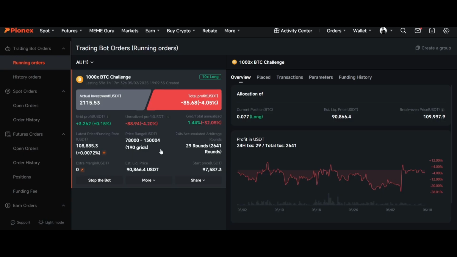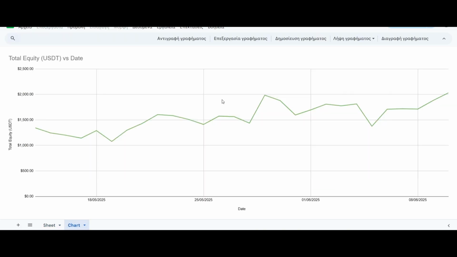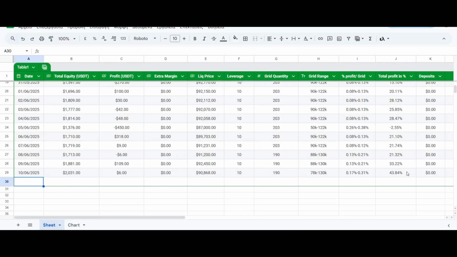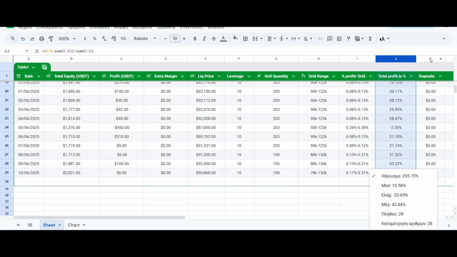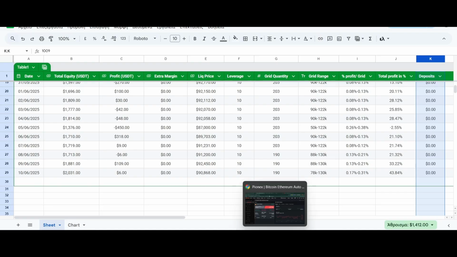Of course, I will have a link in the description in which you can find this daily equity tracker and you can track everything. We went all the way down to $1,376. So this is the chart of our equity tracker, and right now we are at 43.84% in profit because we have deposited, oops, this one. We have deposited 1,400 in total, and we are at 2,031 at the moment.